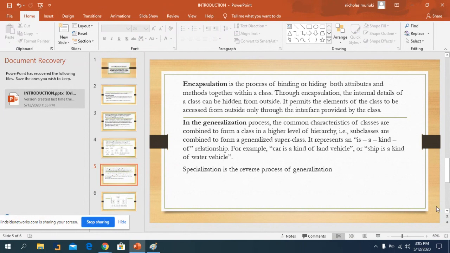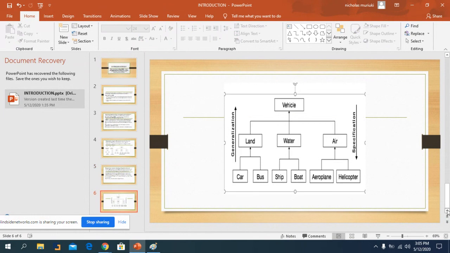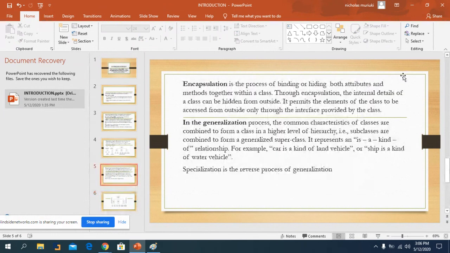If you look at this diagram, the arrow points from down to up, meaning that the subclasses we have here are a car and a bus. If I remove a car, it will not affect the bus. If I remove land, it will affect both car and bus. So in this case, we are trying to come up with a unit presentation of elements. But specialization is when you come from top to bottom. Specialization is the reverse of the process of generalization, meaning we are moving from top to bottom.